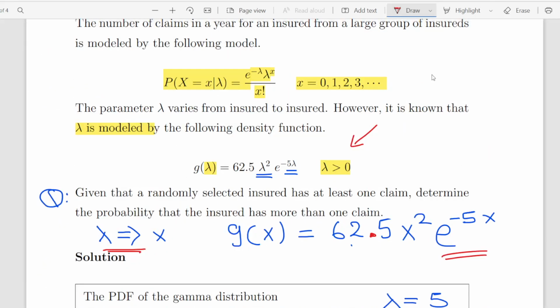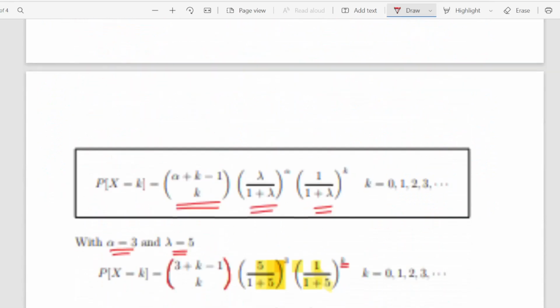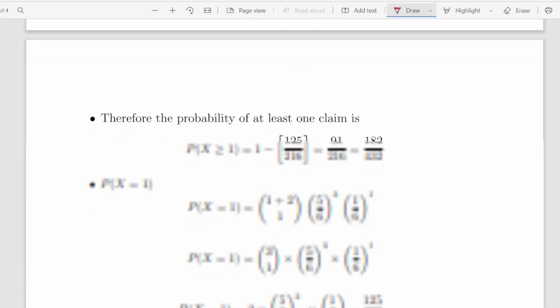Okay, so we started off, but let's go up and read what the question is. Given that a randomly selected insured has at least one claim, determine the probability that there is more than one claim. So we're going to have to keep going with this.